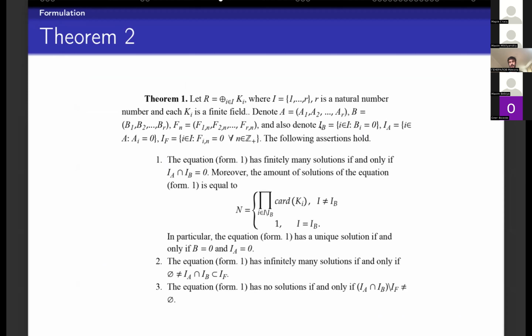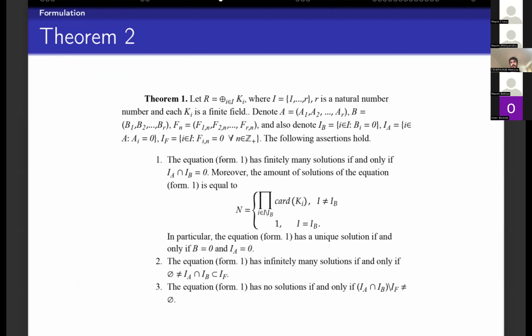Then the following assertions hold. Firstly, equation 1 has finitely many solutions if and only if the sets IA and IB do not intersect. Moreover, the amount of solutions of equation 1 is equal to such a number n. In particular, equation 1 has a unique solution if and only if B is the zero element and I sub A is an empty set.